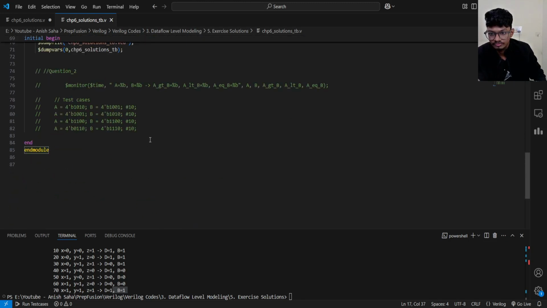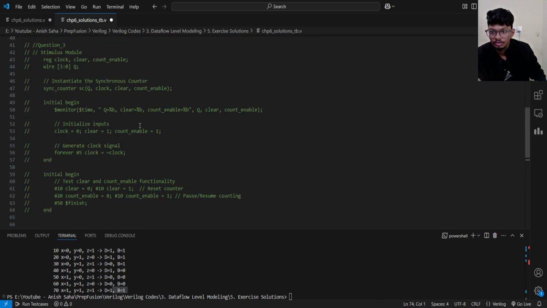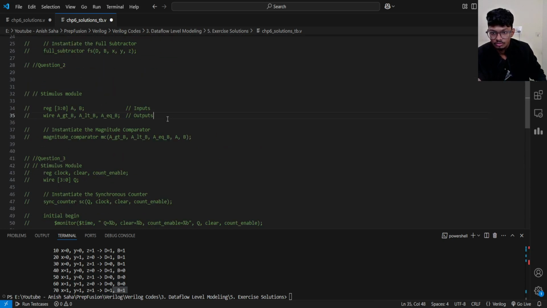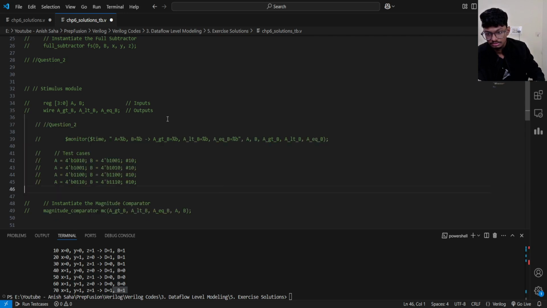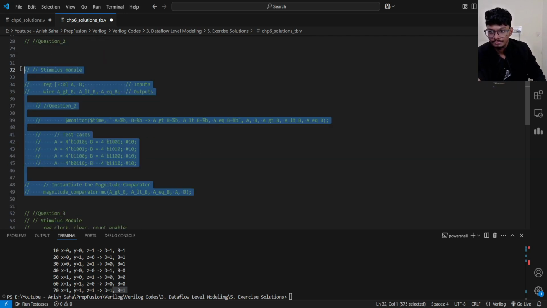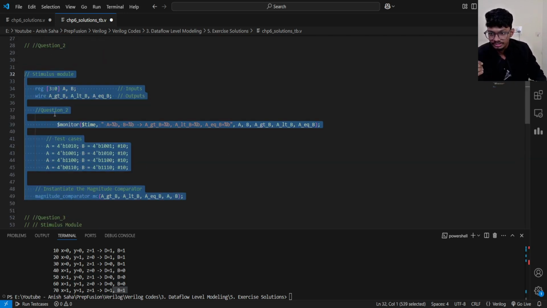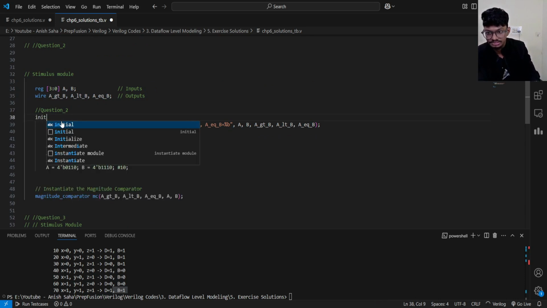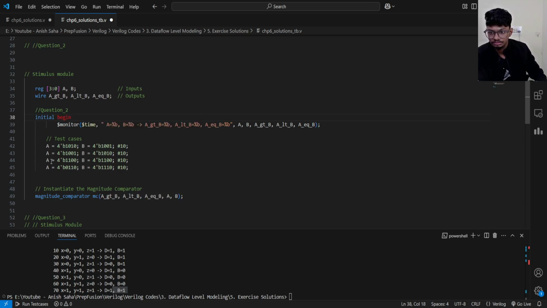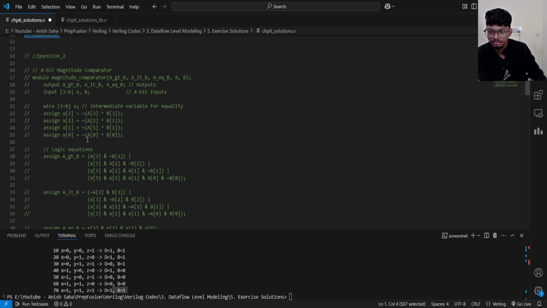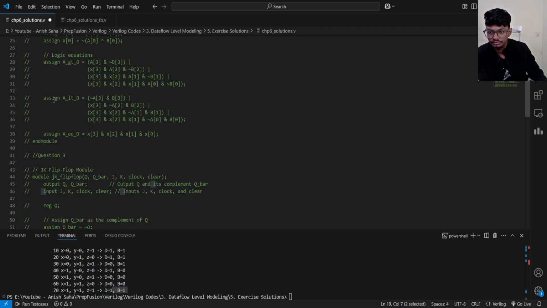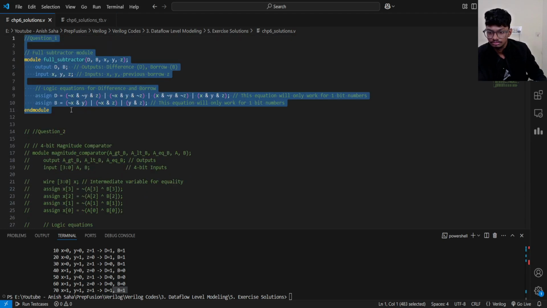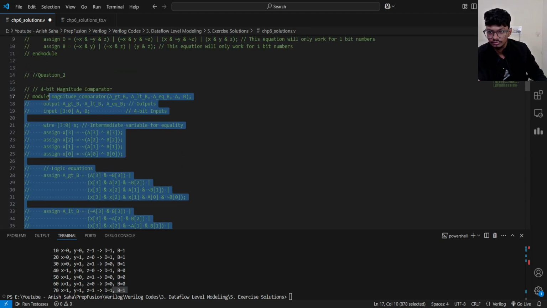This is the stimulus module. I have to first get the monitor statements for question 2. So again I have to write an initial begin statement. I hope you remember the equations we derived in the previous lecture. I hope you remember all this. Initial begin, and here, if I start, this is fine, let me start from here.